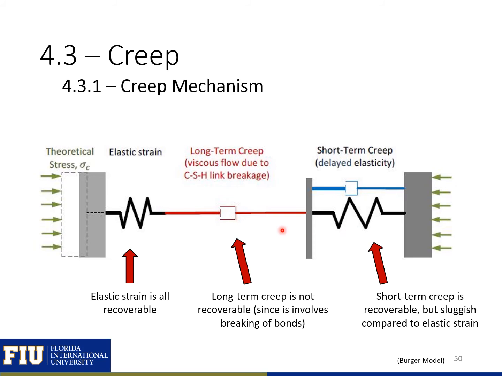The long-term creep happens when our CSH links are broken. So we have this viscous damper that represents our unrecoverable creep. So our elastic strain is recoverable. Our long-term creep is not recoverable since it involves breaking of the bonds. And our short-term creep is recoverable, but sluggish compared to elastic strain.